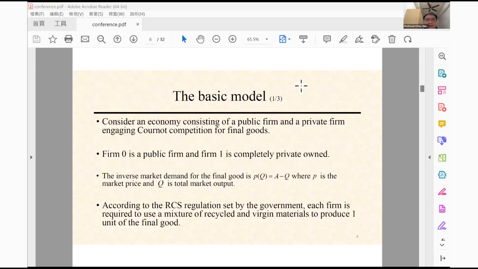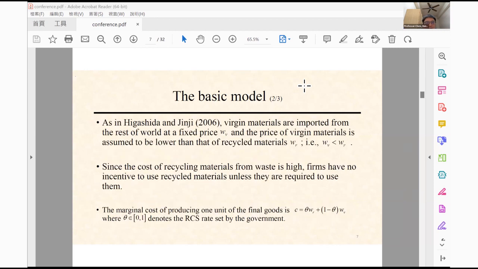Here is the base model. Consider an economy consisting of a public firm and a private firm engaging in Cournot competition for final goods. Firm 0 is a public firm and firm 1 is completely privately owned. According to the RCS regulations set by the government, each firm is required to use a mixture of recycled and virgin materials to produce 1 unit of final goods.